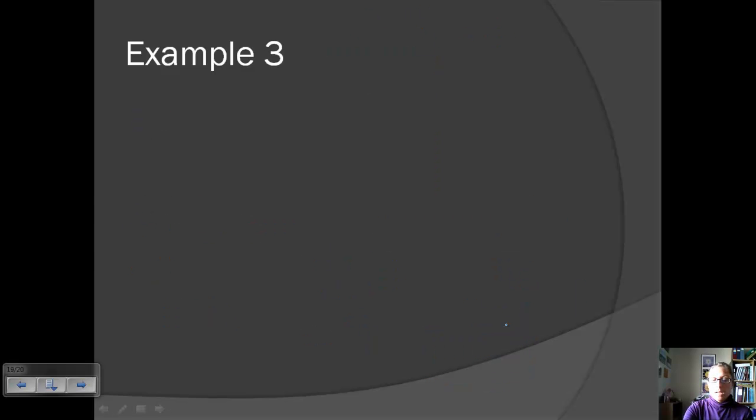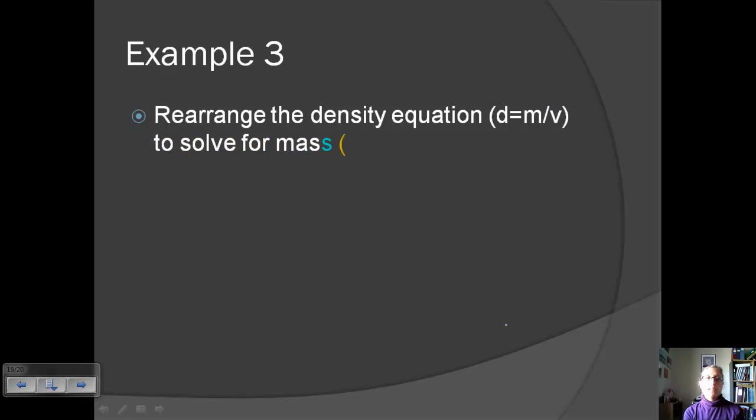Okay, so what I would like you to do, and we kind of just did this, is rearrange the density equation to solve for mass and for volume. So you should have mass equals and then some equation, and then volume equals and some equation. And we'll go over those to make sure that everyone's doing them correctly.